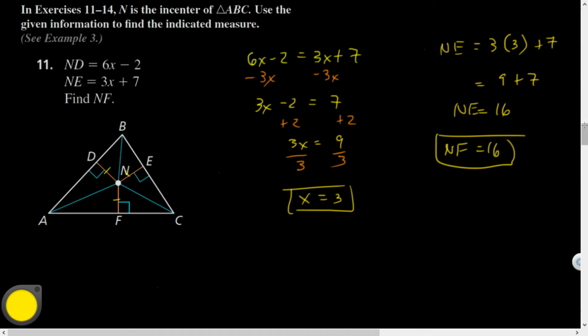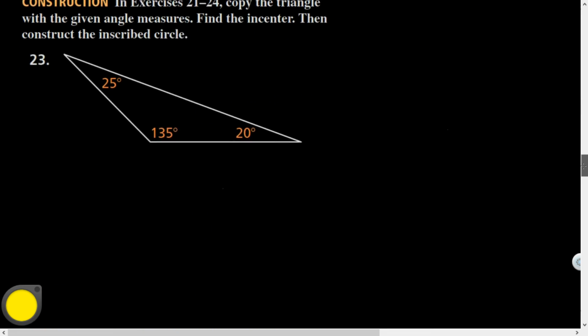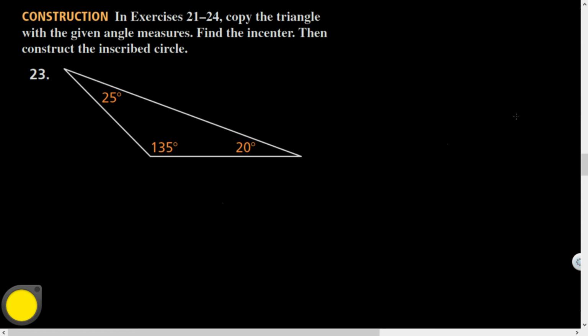Let's see, last question. I've got a construction. Hopefully you guys have grabbed your construction tools, right? You guys always carry them with you. I know you do. It says copy the triangle. You're welcome. I did that for you. You already had the triangle copy, right? With the given angle measures, find the incenter.